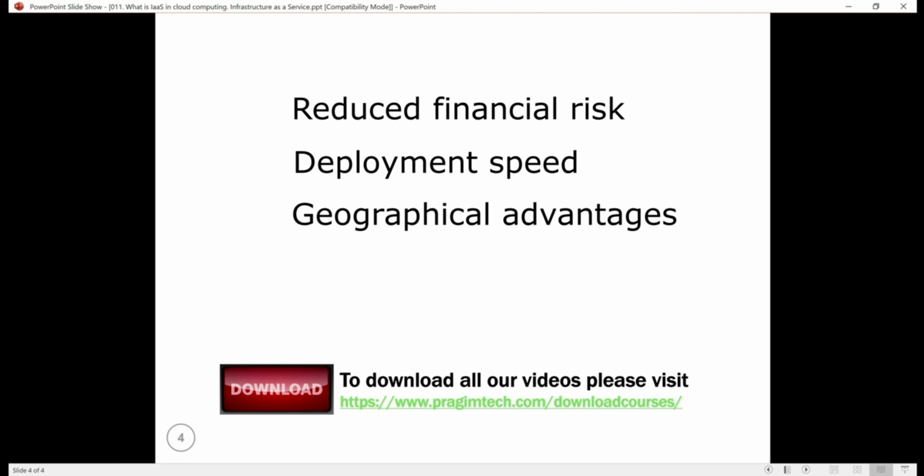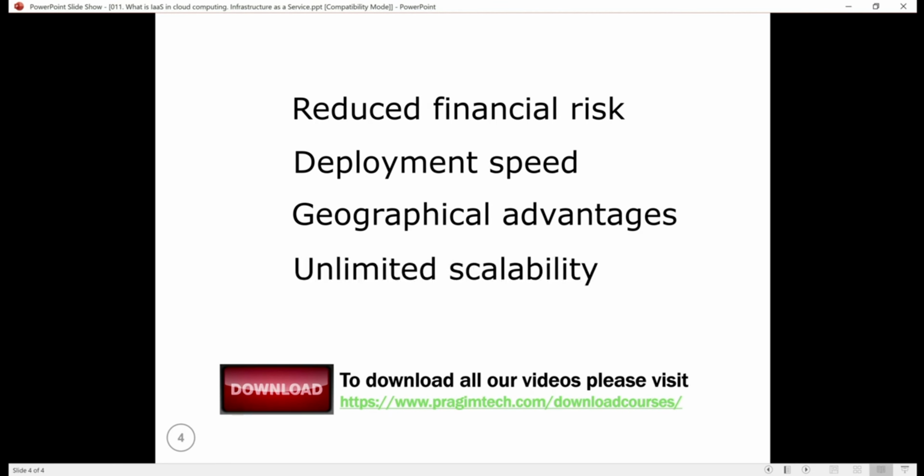Cloud service providers, for example, Amazon, Microsoft, and Google, have data centers all over the world. This means with infrastructure as a service, you have the option of provisioning the servers from geographic locations that are close to your customers.